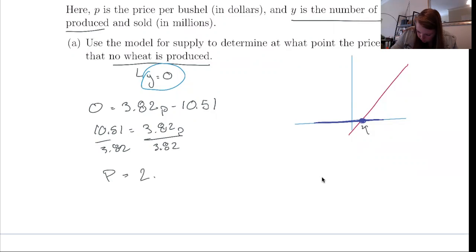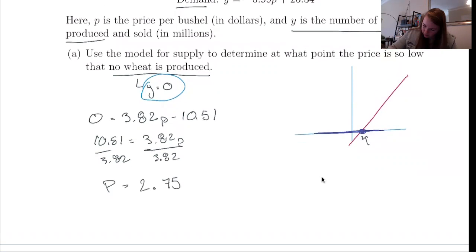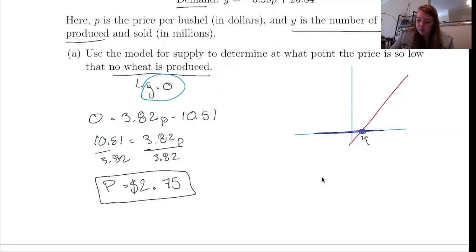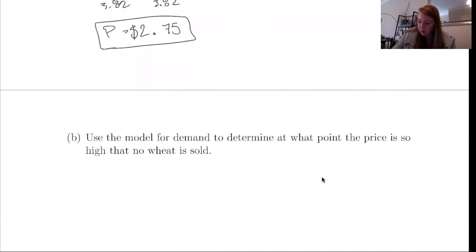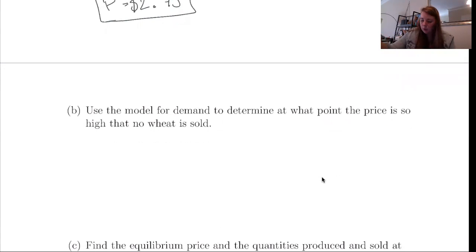Is 2.75, what in dollars? In dollars. So $2.70 is the cheapest they can go without losing money, pretty much. Or that's the point where they would be making money right after that. If they sold for that price, they wouldn't really be making any money. So making no wheat would be better for them. All right. So use the model for demand to determine at what point the price is so high, no wheat is sold.